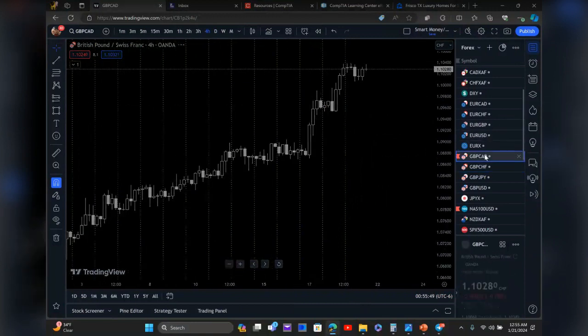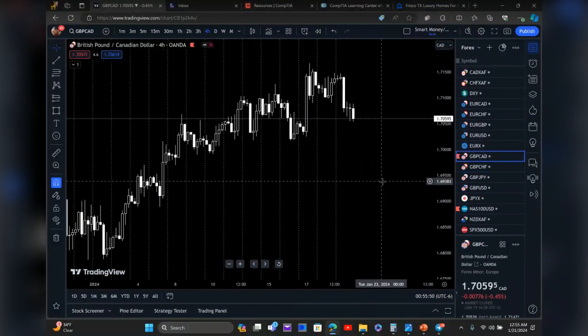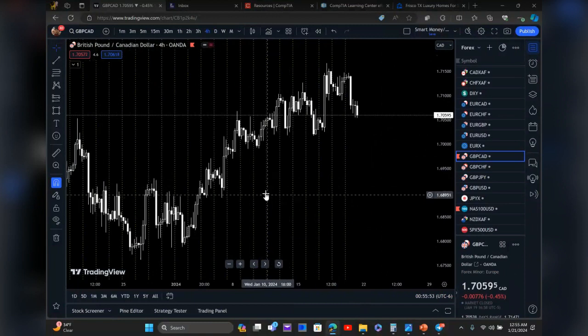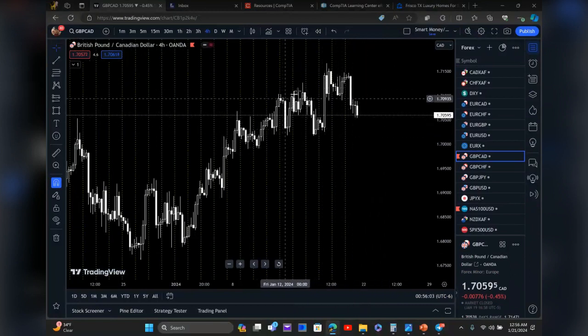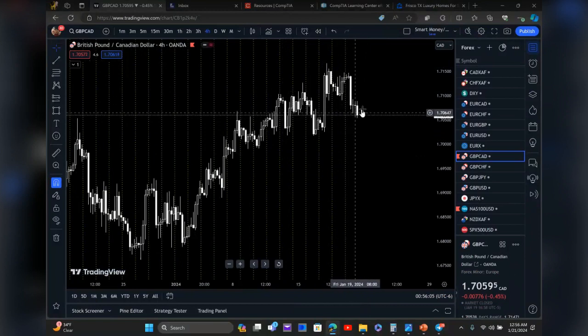All right, let's go back to GBP CAD. All right. So on GBP CAD, we see an uptrend. Okay, we see liquidity had not been taken anywhere here. Okay, so still making higher highs and higher lows. It seems to be respecting the lows.